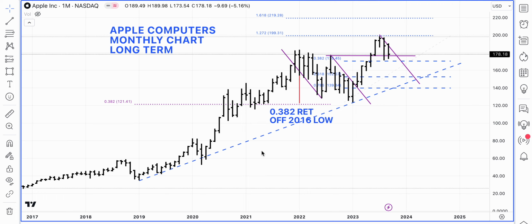What we can see is that Apple stock has been rising since 2019 in a nice uptrend. This trend line, which you see as a blue dotted line, is connected to points 1, 2, and 3 here, and it is an ascending trend line going up. It's more visible on the weekly chart, but on the monthly chart we had reached a 1.272 Fibonacci expansion of this range, at approximately the $200 per share level.